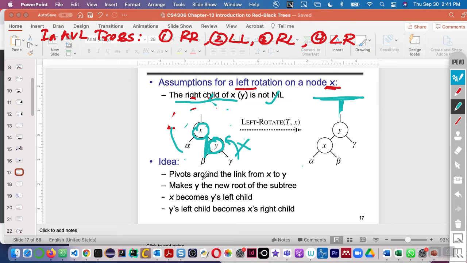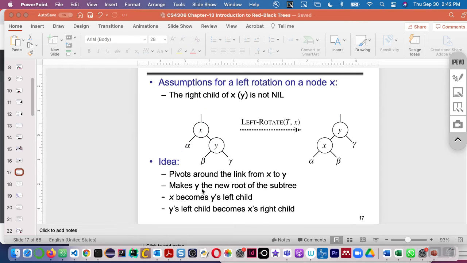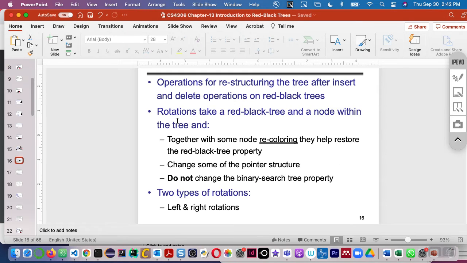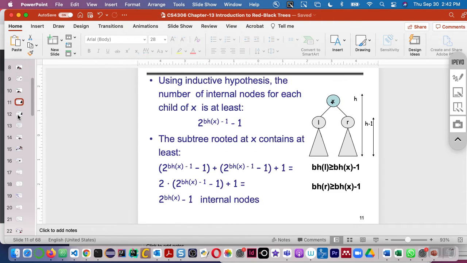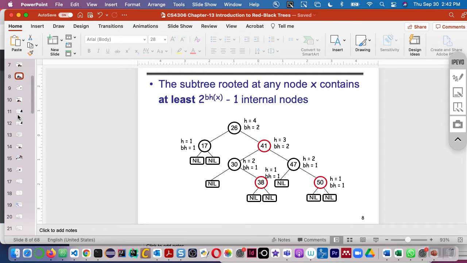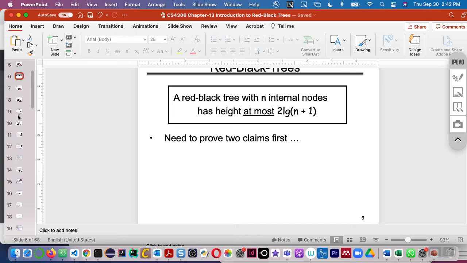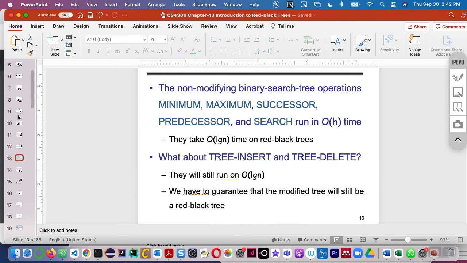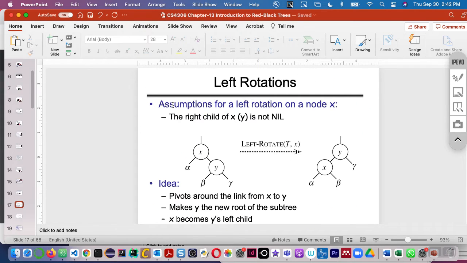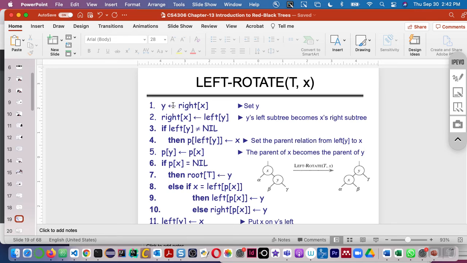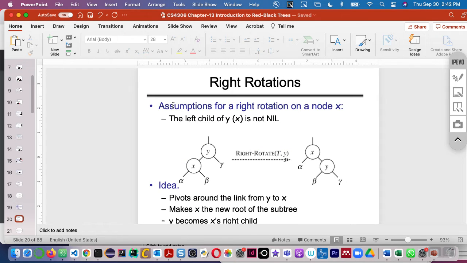Now, do you understand? Does anyone have any question? We need this, so remember this. Now if you understand this, that is called left rotation. There is also a right rotation.